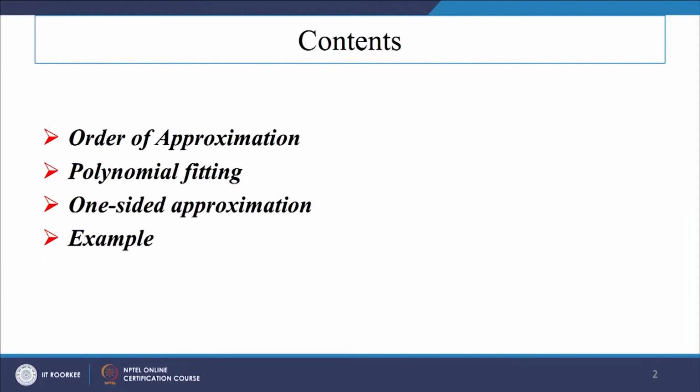In this method, last class we discussed the Taylor series expansion and how we can obtain the finite difference formulation using it. In this lecture, we will discuss the order of approximation, polynomial fitting, and one-sided approximation, meaning if we are solving a first order differential equation, how we can extend it to more than 2 points. That we will consider in this presentation.